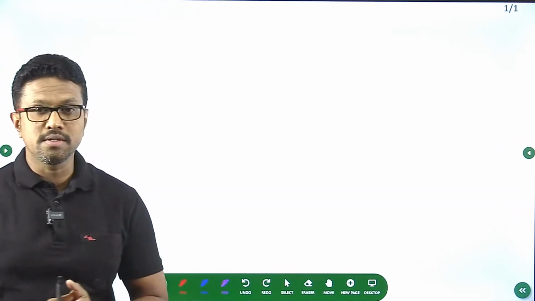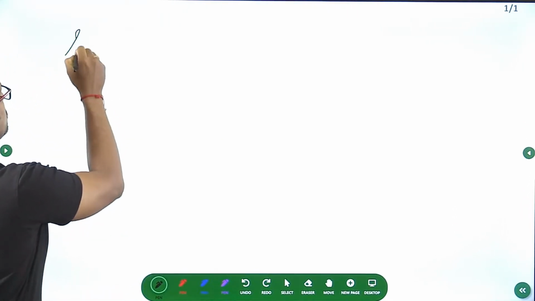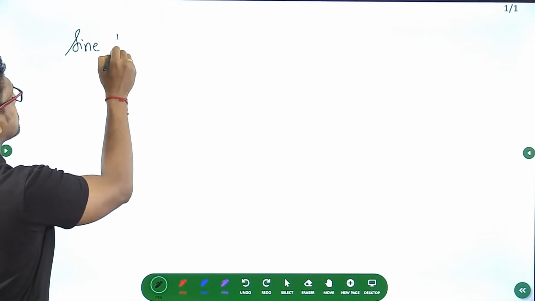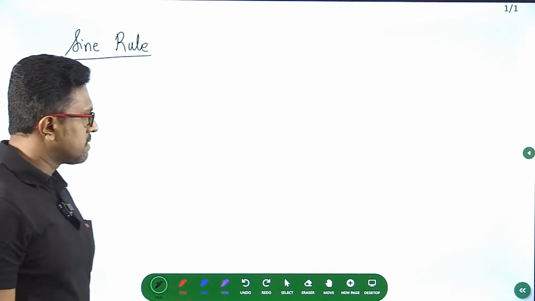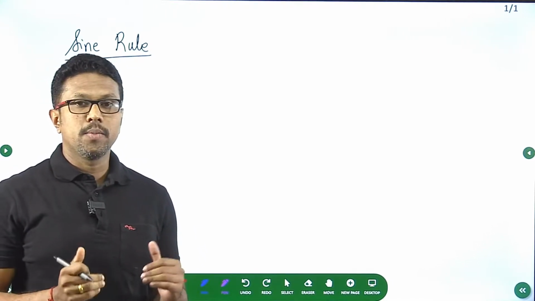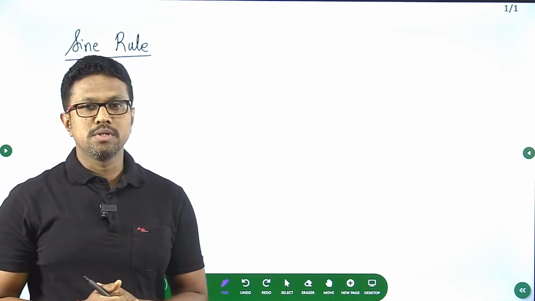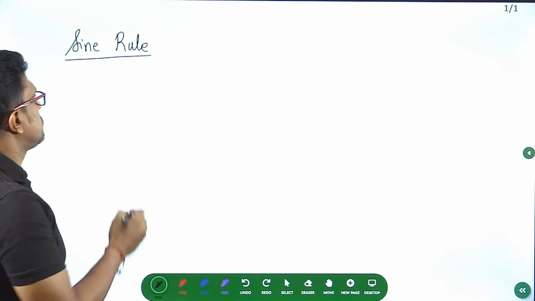So let us do the first theorem, that is the sine rule. A very important theorem, the sine rule. Last time we had discussed this. Correct? We had discussed the sine rule. What is the sine rule? A upon sine A equal to B upon sine B equal to C upon sine C is equal to 2R. So this was the sine rule.